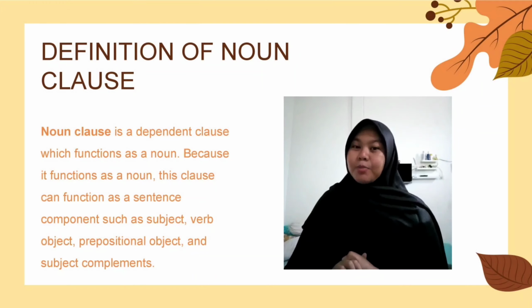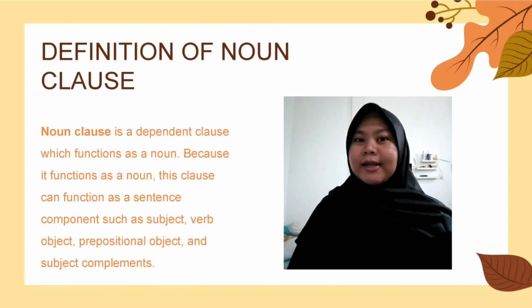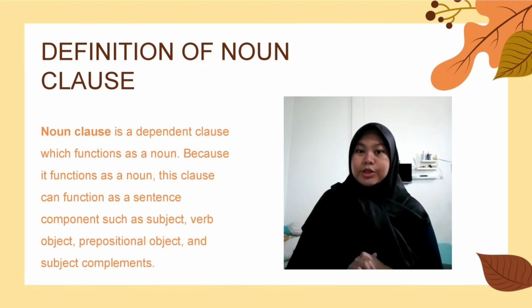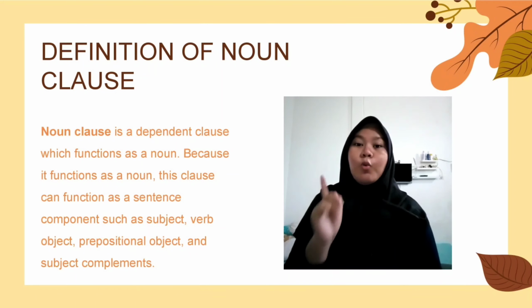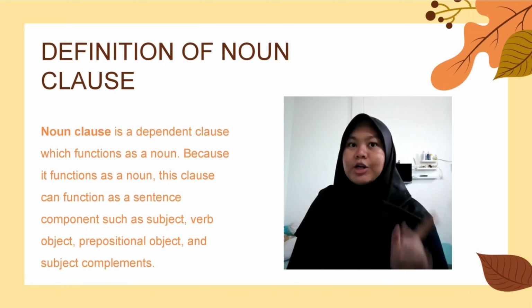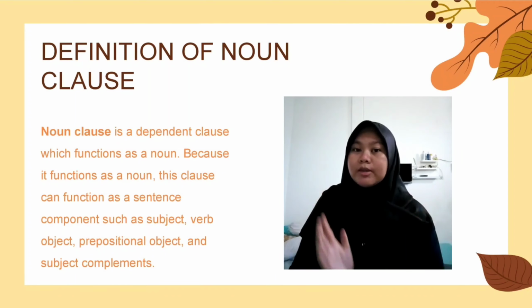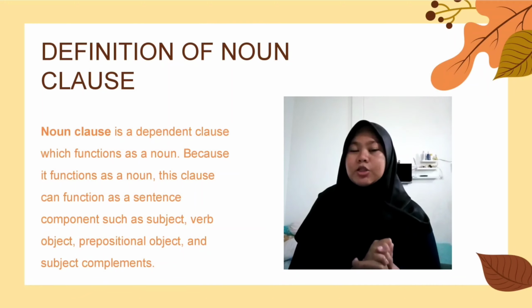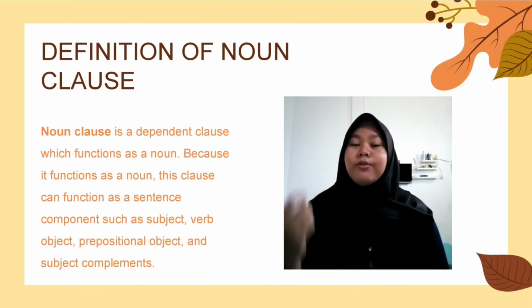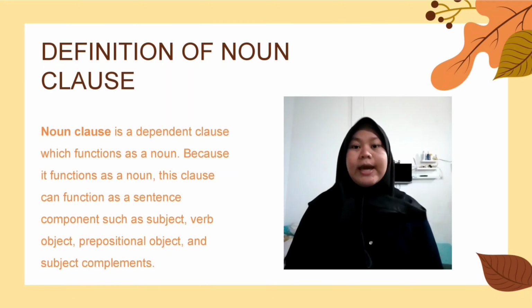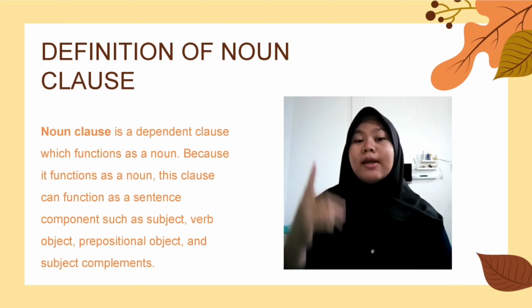My name is Shantya Adeline from Group H English Class D. I will explain about the definition of noun clause. Noun clause is one of the dependent clauses which function as a noun. Because it functions as a noun, a clause can be a sentence component such as subject, verb object, prepositional object, adjective complement, and subject complement in the sentence.